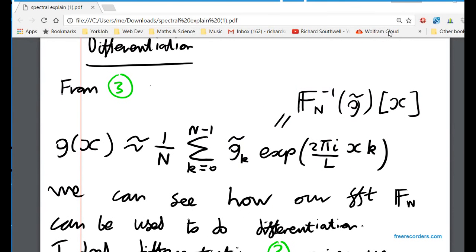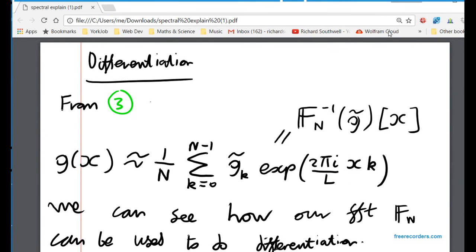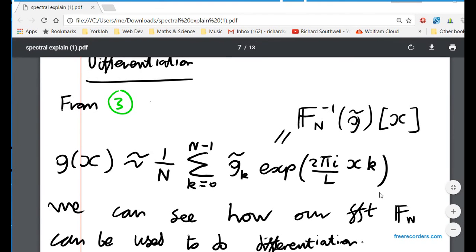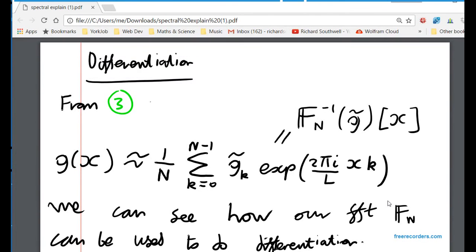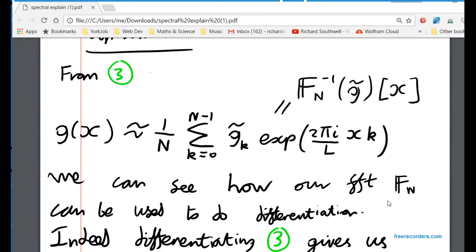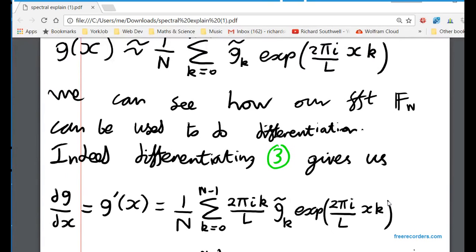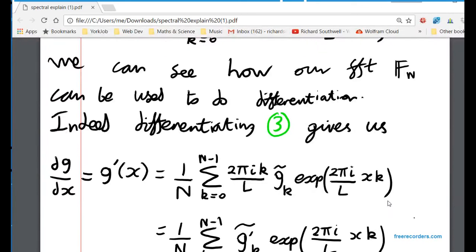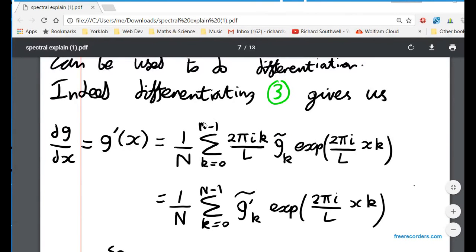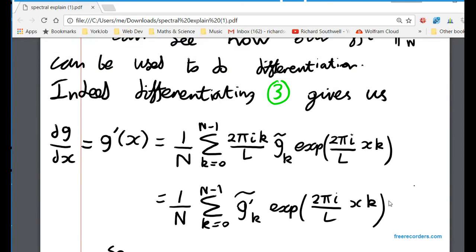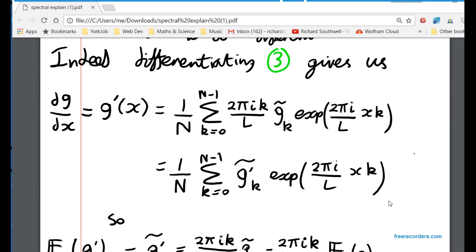So all we do is just look at equation 3, here it is, and we simply differentiate it with respect to x. So we differentiate it on the left, we get g dash of x. We differentiate it on the right. All that happens is that the multipliers of the x fall out of the exponential arguments. So we just have a 2 pi i k divided by L appear here, and then we can think of that as grouped together with this g tilde k to form a new g of differential of tilde.